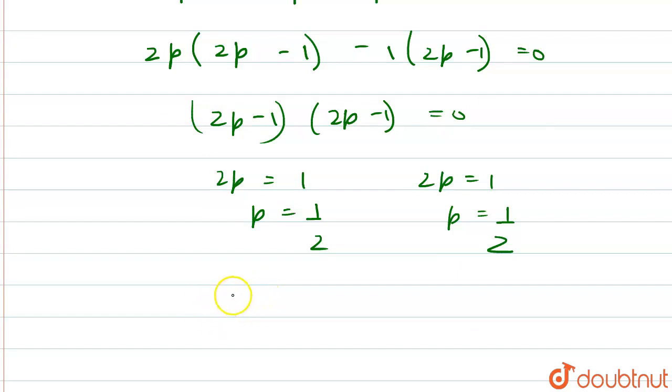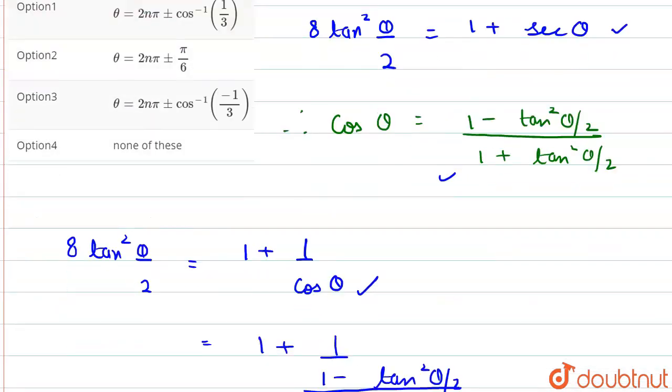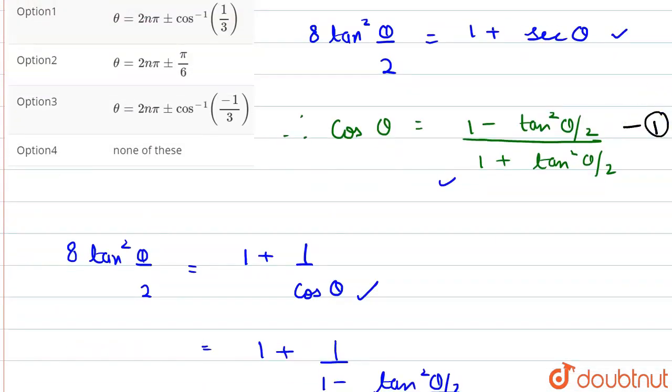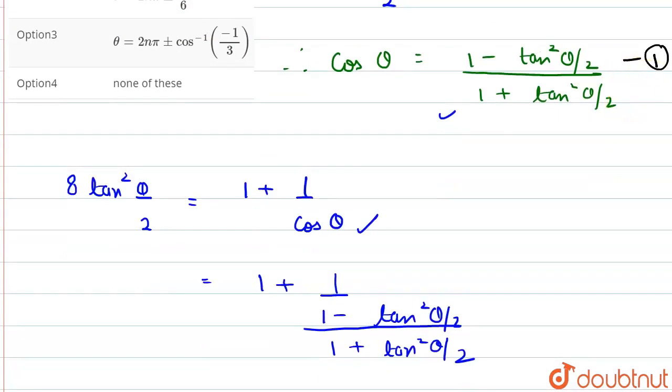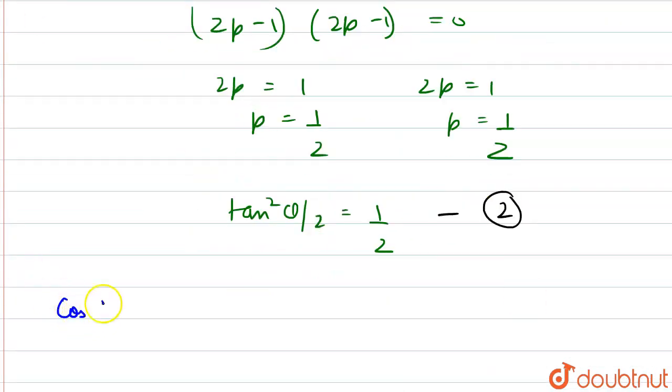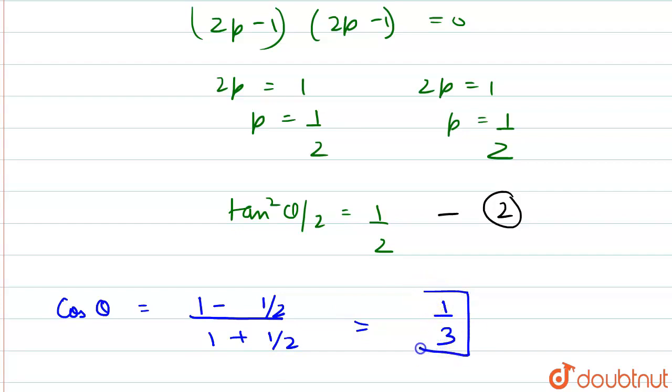So p is equal to tan square theta by 2. So tan square theta by 2 is equal to 1 by 2, right? So let us mark this as equation number 2 and this as equation number 1. Now if I put equation number 2 in equation number 1 in place of tan square theta by 2, I will get cos theta equal to 1 minus 1 by 2 upon 1 plus 1 by 2. So solving this, I will get 1 by 3. So 1 by 3 is the value of cos theta.